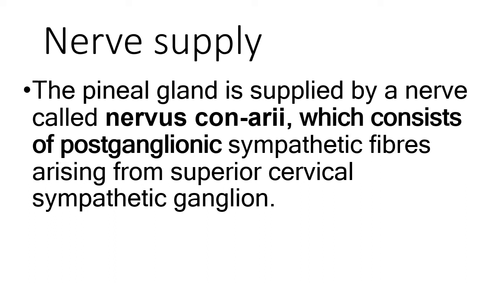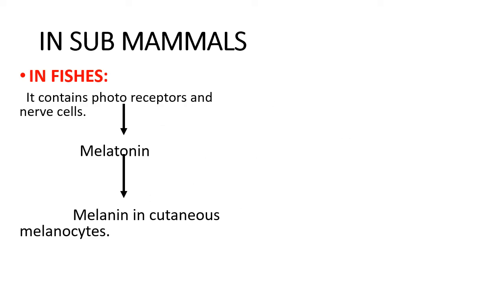Okay, so that is about the nerve supply of this gland. So in fishes, amphibians and reptiles, the pineal organ is located immediately beneath the dorsal surface of the head. It contains the photoreceptors and nerve cells in these animals. So in fishes only you can identify that. Remember that photoreceptors and nerve cells are present in these animals.